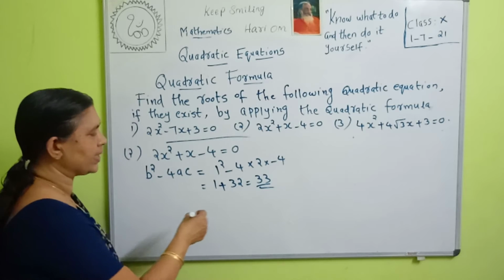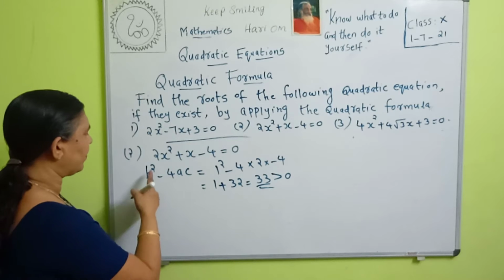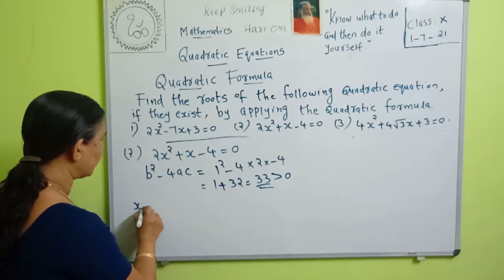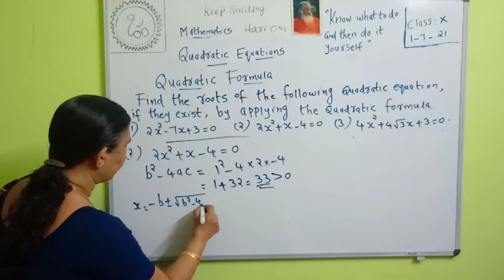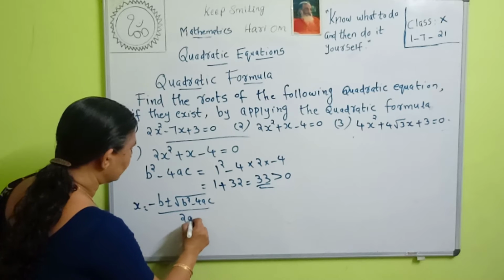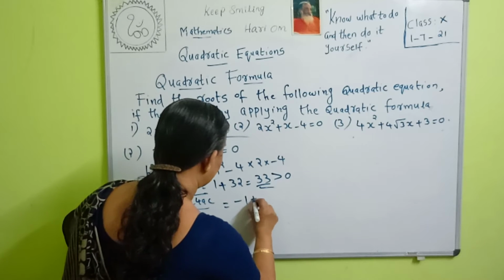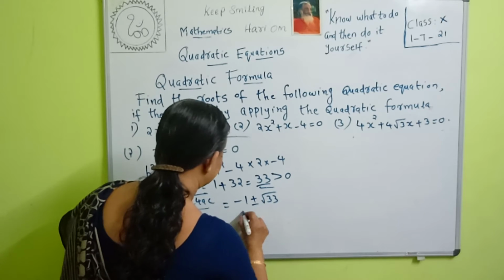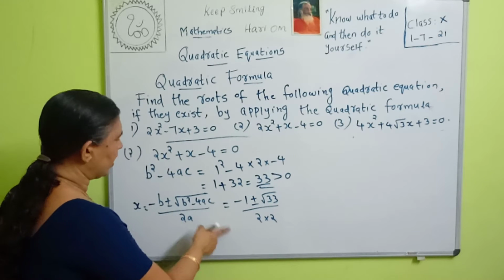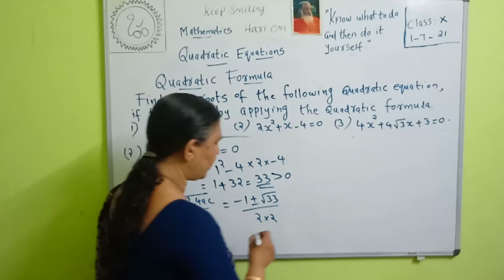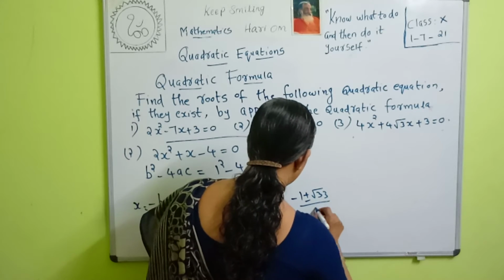Here b square minus 4ac is greater than 0, so the equation has two distinct roots. So we can find the roots of the equation. Therefore x is equal to minus b plus or minus root of b square minus 4ac by 2a. Now what is minus b here? It is equal to minus 1 plus or minus root of 33 by 2 into 2. Here 2a is 2 into 2. Then it is equal to minus 1 plus or minus root 33 by 4.